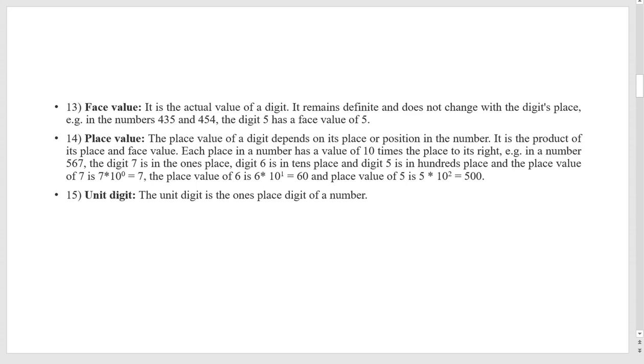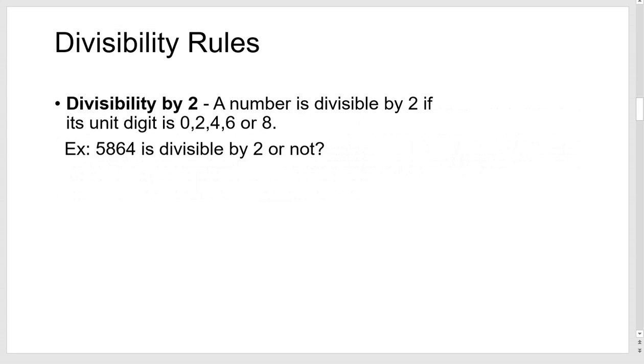Let's move into the divisibility rules. We have approximately 5 to 7 divisibility rules. By using these divisibility rules, we can solve every problem. Let's start with divisibility rule 2. A number is divisible by 2 if its unit digit is 0, 2, 4, 6 or 8. These are the numbers divisible by 2.